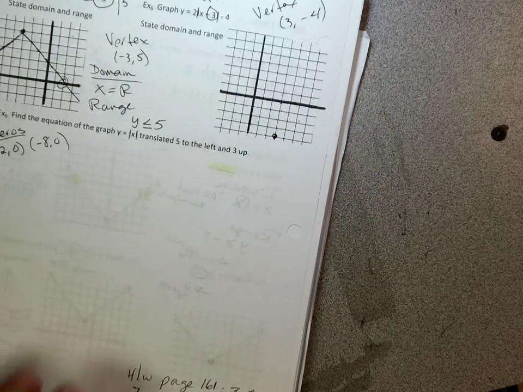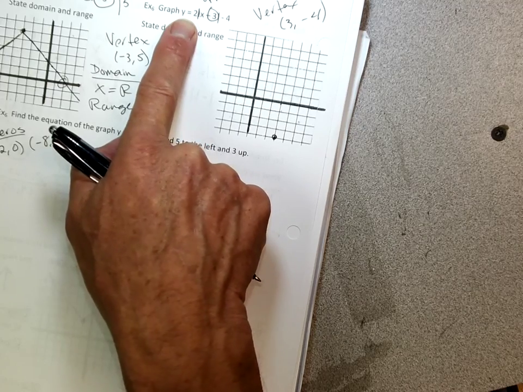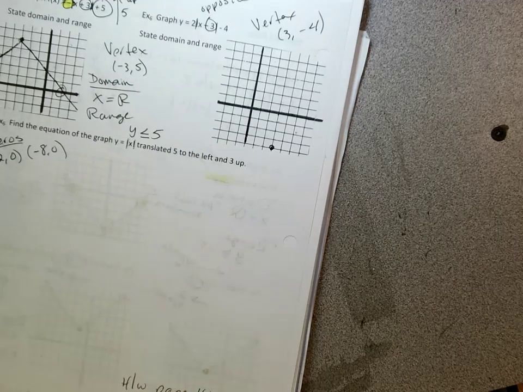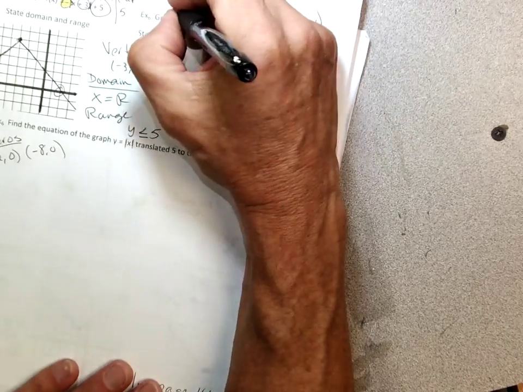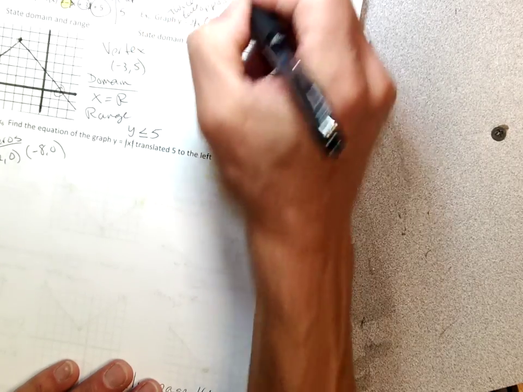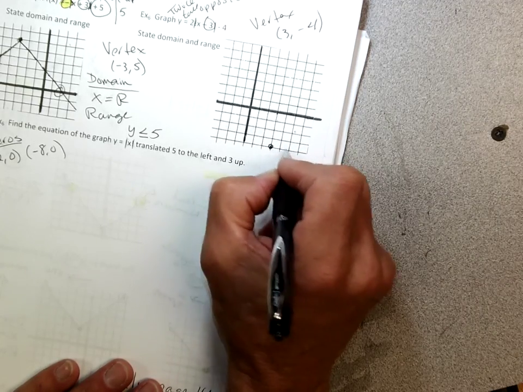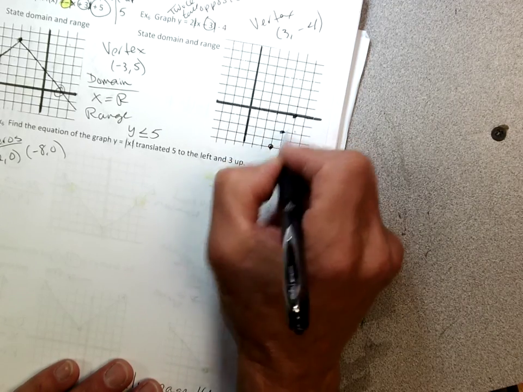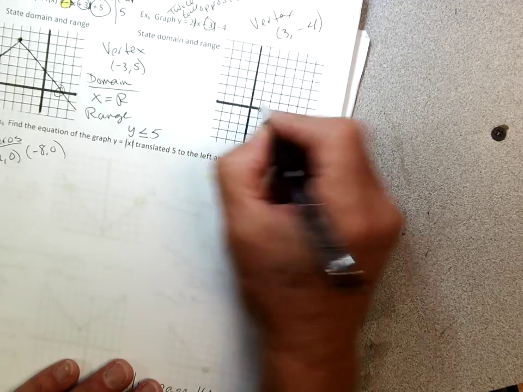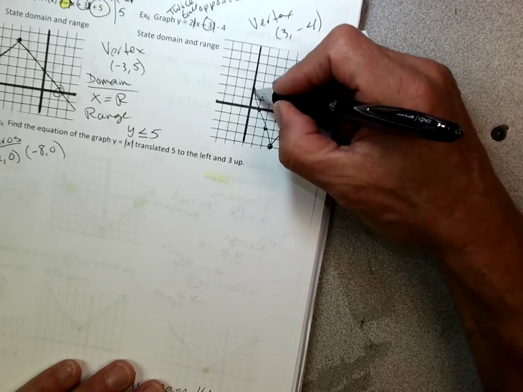That makes sense? Now what does this 2 do? Anybody remember what this 2 does? It's going to make it twice as tall. So it's twice as tall, it makes it skinnier, okay? So from my vertex, instead of 1, 1, remember 1, 1, I'm going to go 1, 2. So it's going to be twice as tall. It's going to look like that.